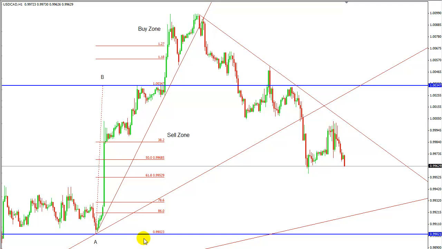The 1 hour. A is at 99.02 and the B is at 1.0034. Now look at this inner trend line. Look at the break. Broke the inner trend line. Tested the back of the trend line, and it started to fall. Lower lows, lower highs, lower lows, lower highs. Inner trend line, broke the inner trend line.